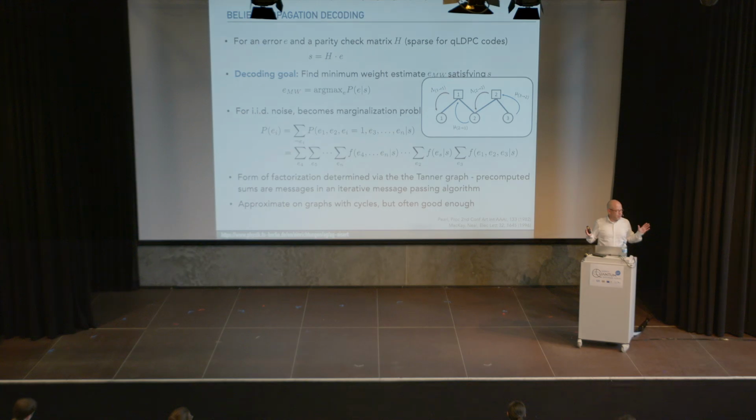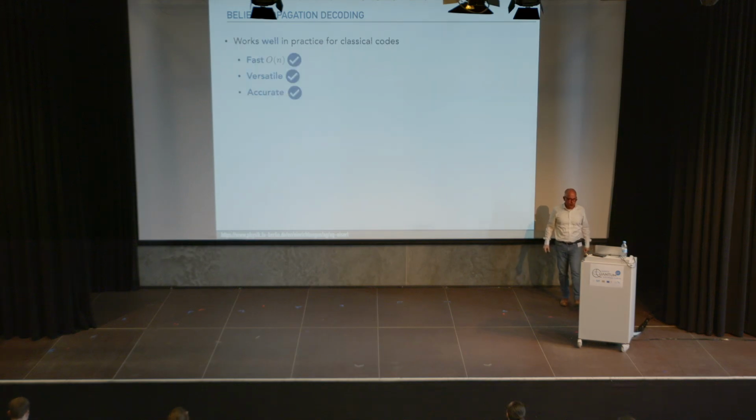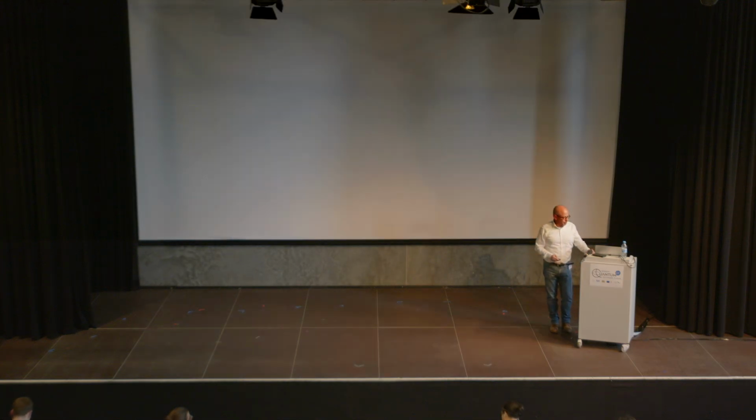When you came in, of course, the first question at every conference is, what is the Wi-Fi password? If you use Wi-Fi, you're using 5G, and you're basically using belief propagation as decoding, which is a very common way of doing it. And that works very well in practice for classical codes. It's fast, it's versatile, it's accurate, and solves your problems.